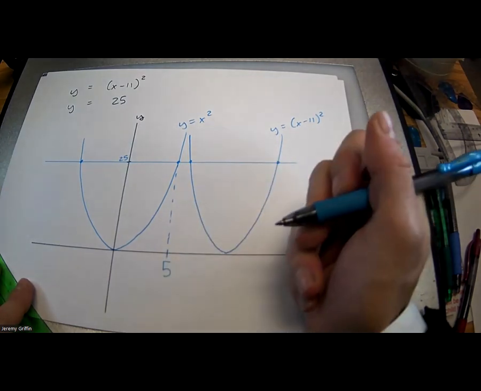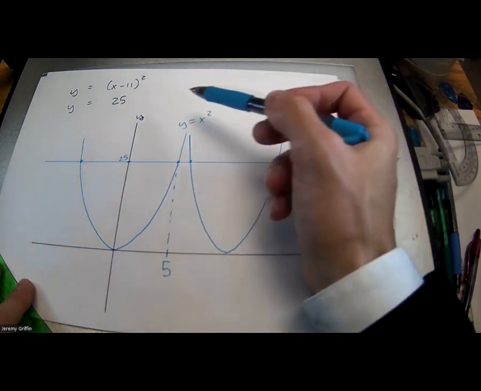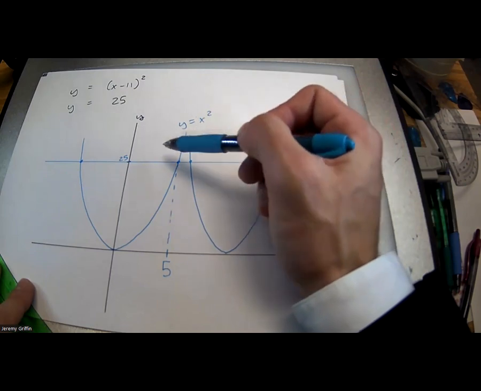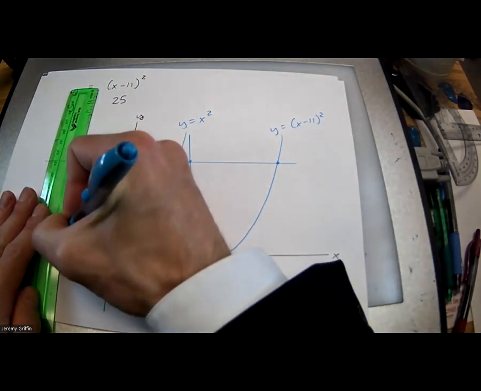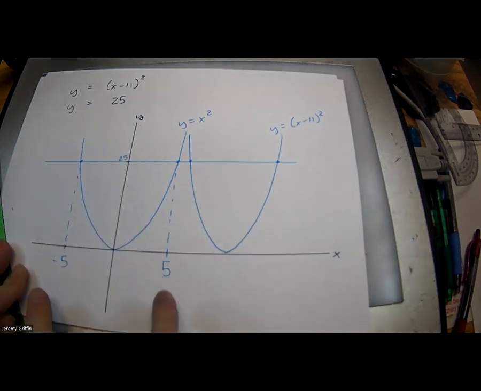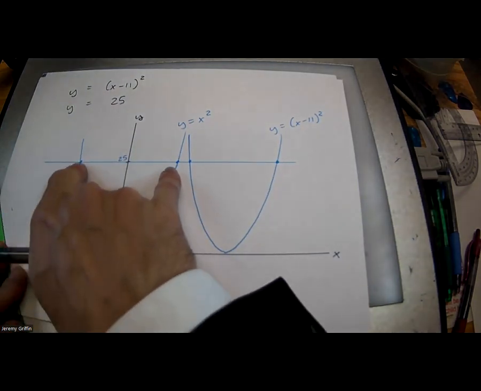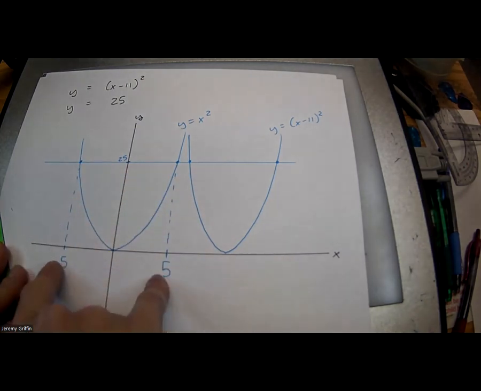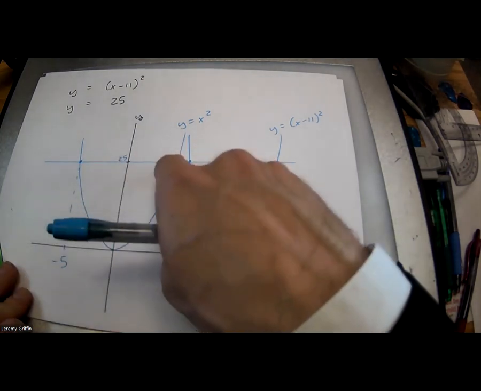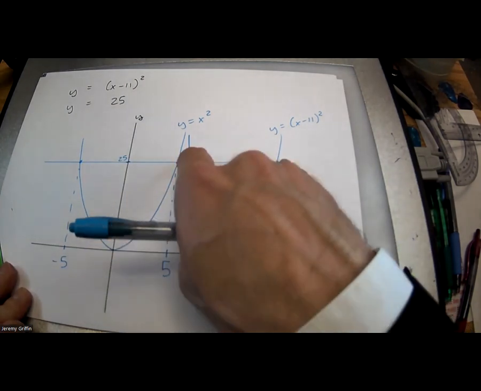5. Yes, because y equals x squared, 5 squared is 25. Right? And what's this coordinate right here? Negative 5. And what's the difference between 5 and negative 5? 10. And that's the answer. The answer is 10. Okay. And even if you apply the horizontal shift, the distance would still be 10.